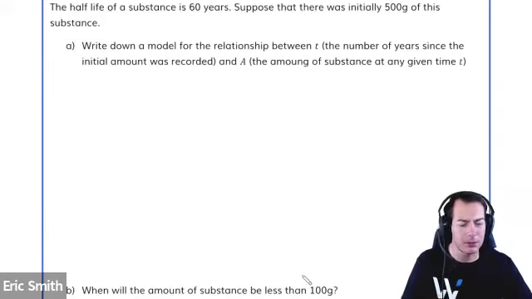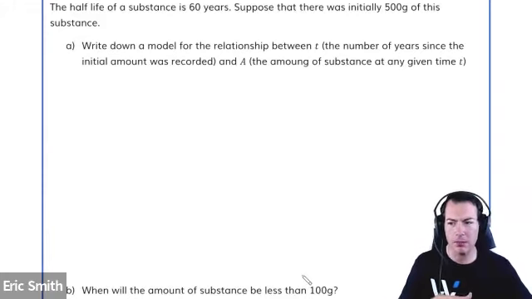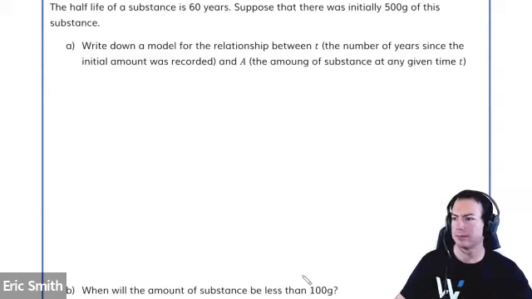We want to do a lot of the similar things. First, we want to write down a model that really connects our time to how much we're going to end up with. And then once we have that model on the page, we're going to see if we can figure out when we'll have less than 100 grams. So take a few moments, see if you could first develop what the model's even going to look like.